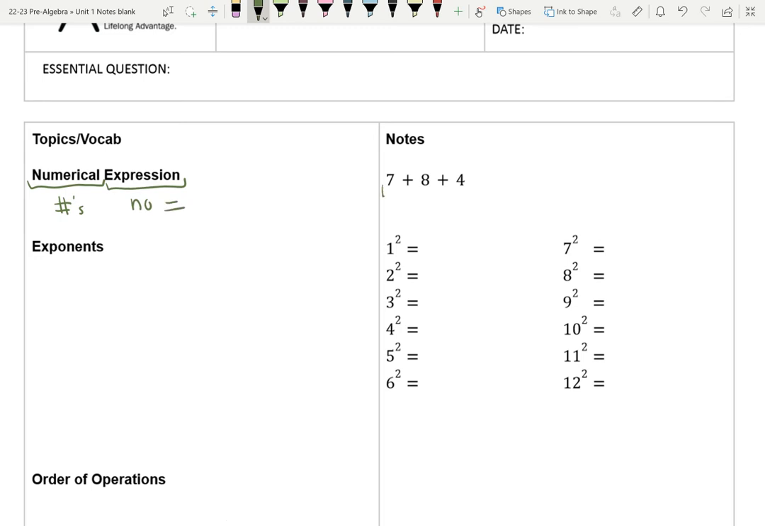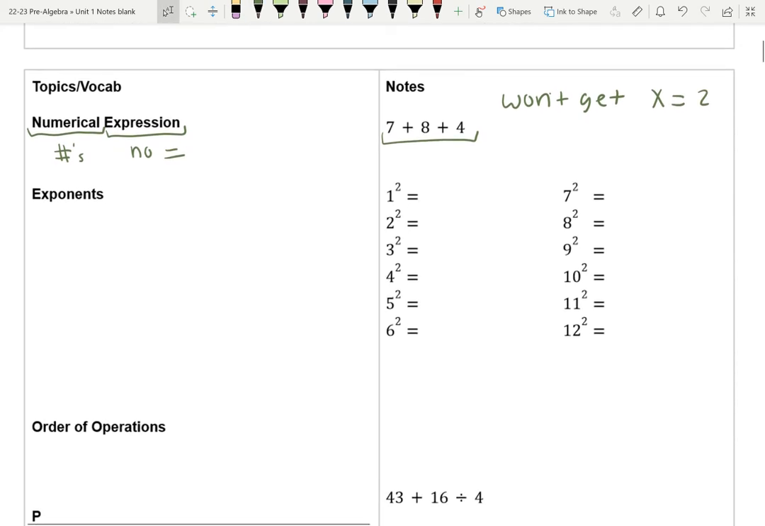So we have 7 plus 8 plus 4. That's just an example of a numerical expression. So as you can see, it just uses numbers and there's no equal sign. So you won't get something like x equals 2 or x equals a number.